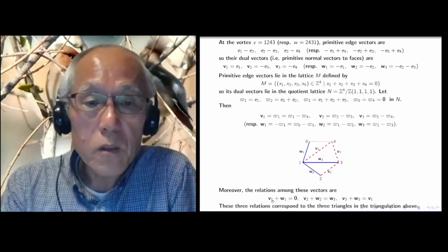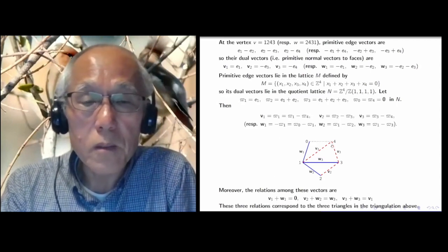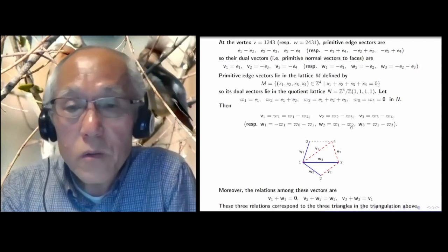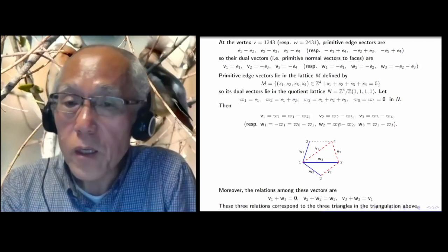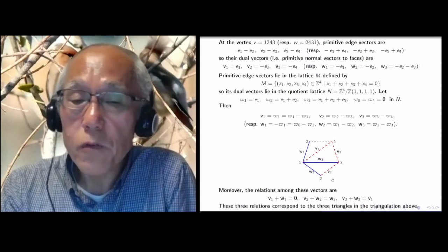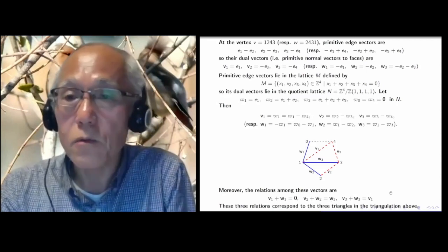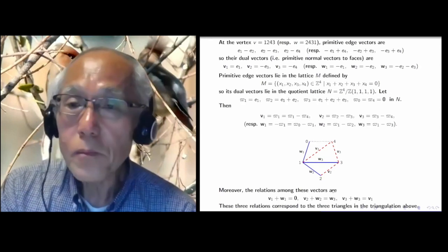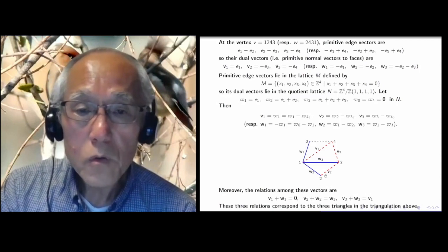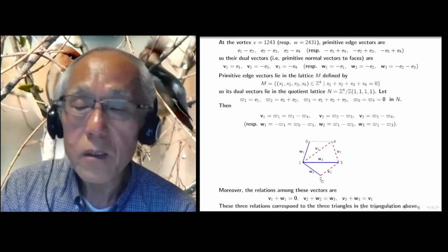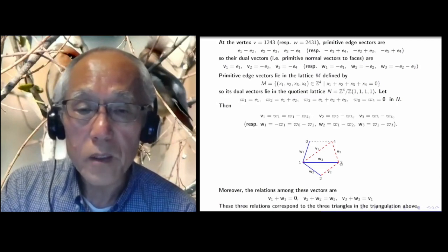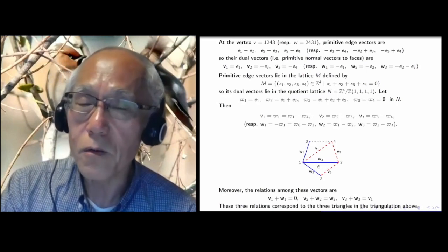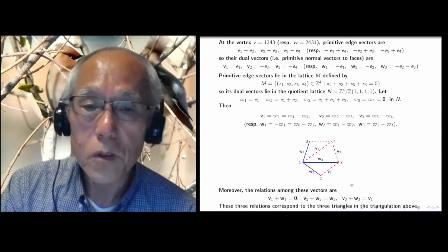So V1 plus V2 is equal to 0, because look at this one. And V2 plus W2 is what? Pi 1 minus pi 3. But pi 1 minus pi 3 is just W3. So I get this relation and this relation also. For instance, look at the second one: here V2 is here, W2 is here, and their sum is W3 here. So this relation corresponds to the triangle. So each relation corresponds to a triangle.